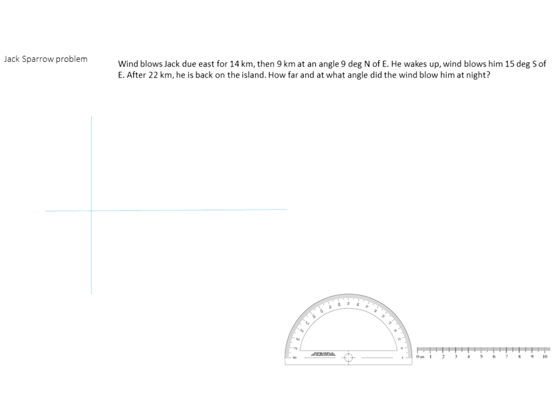But it was Jack Sparrow was on a boat, and the wind blew him due east for 14 kilometers. And then the wind switched directions and blew him 9 kilometers at an angle 9 degrees north of east. And then he fell asleep. When he woke up, he noticed the wind was blowing him 15 degrees south of east. And to his surprise, after 22 kilometers, he was back on the island from whence he started. So how far did he go, and at what angle did the wind blow him at night?